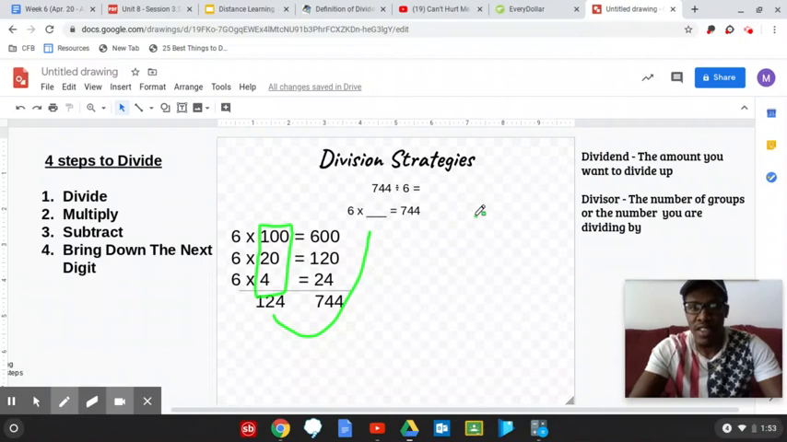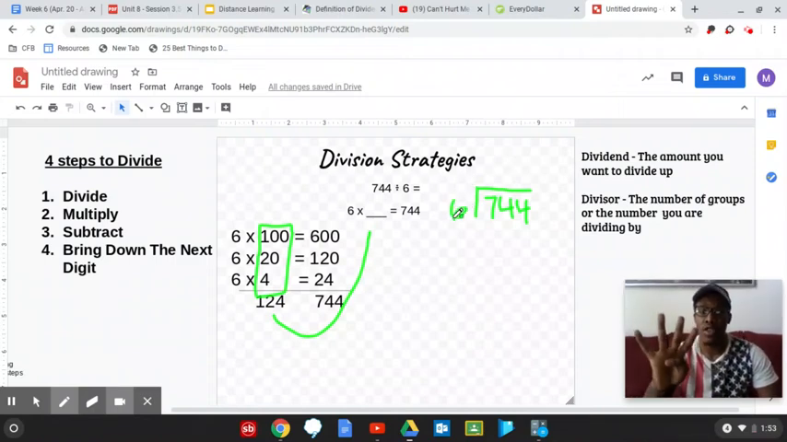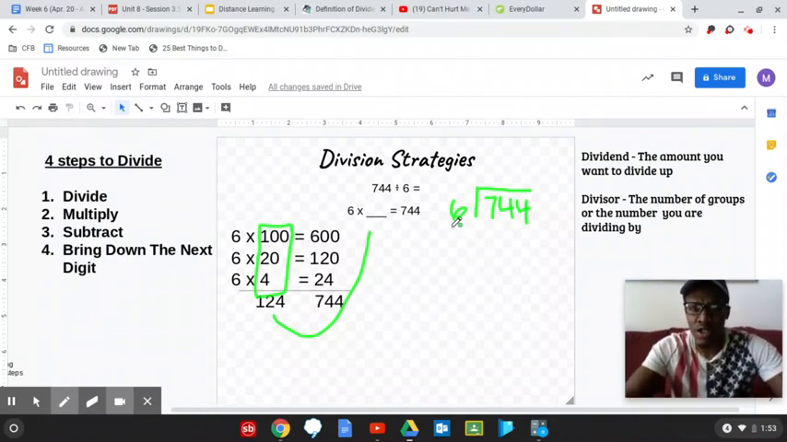Now, for the end of this video, let me show you how to do the division algorithm. You put your dividend under the house, 744. You put your divisor outside of the house, 6. Now, the division algorithm has 4 steps: divide, multiply, subtract, and bring down the next digit. To divide, you ask yourself, how many times does your divisor, 6, go into this very first number, 7?